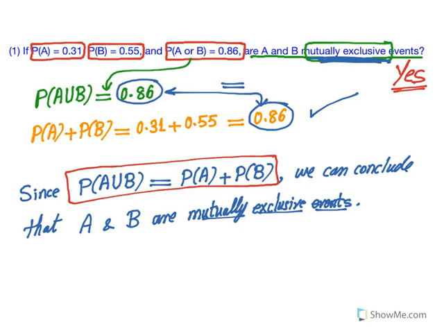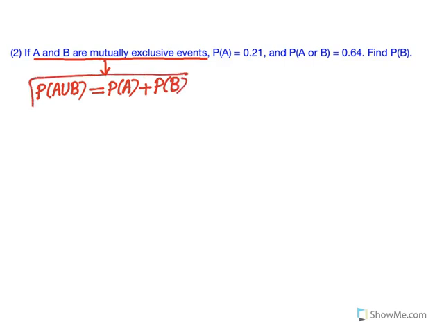Let's go to the second question. The second question is asking you, if you know from the beginning that A and B are mutually exclusive events, so immediately let's write what we know this means. This means that the probability of A or B equals the probability of A plus the probability of B. Okay, so let's keep this in a box. Now, what also are we given?